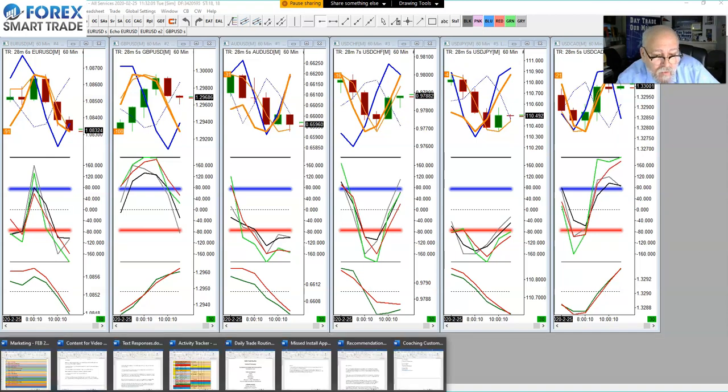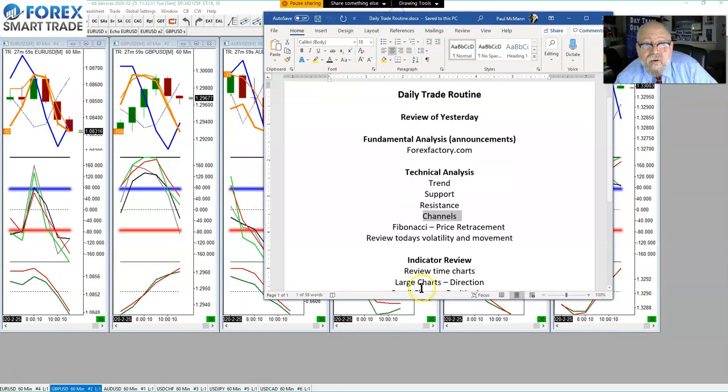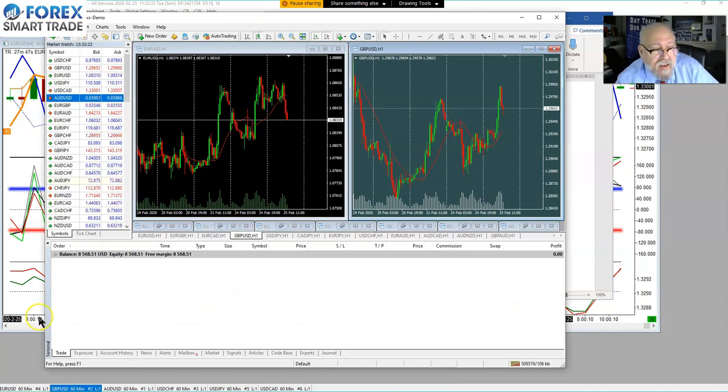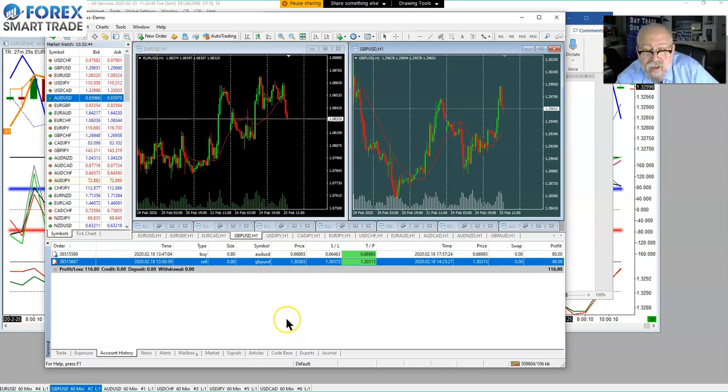I like to work with a trading routine. Here's my trading routine. Review of yesterday's trade. We'll review last week's trade. We ended up taking 2 trades last week, one on the AUD USD, one on the pound dollar. Both closed. AUD USD was a 10-point trade using a 10-point signal. Pound dollar was using the thick orange line trade.